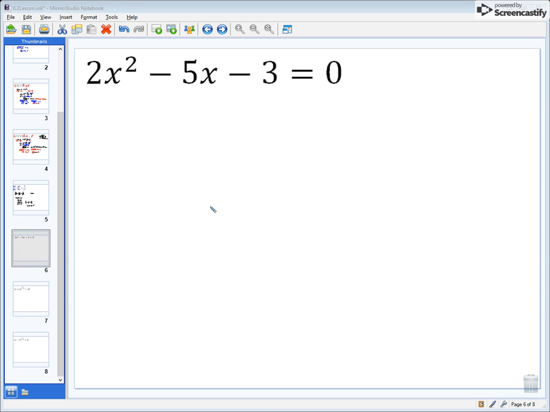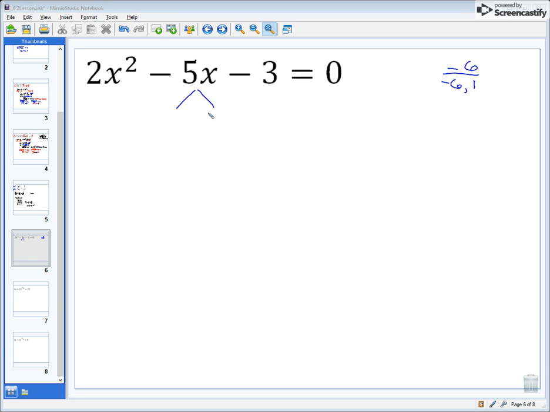Now here are our last few examples. We start off with 2x squared minus 5x minus 3 equals 0. So again, we want to factor this. We factored this by grouping before. So we had 2 times the negative 3. That gave us negative 6. We want the factors of negative 6 that add to negative 5. That would be a negative 6 and a positive 1.